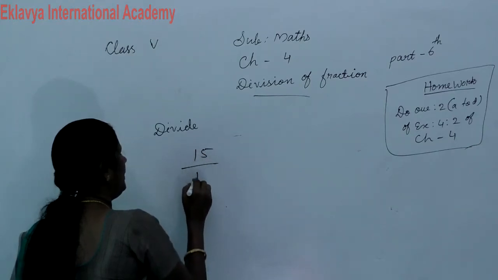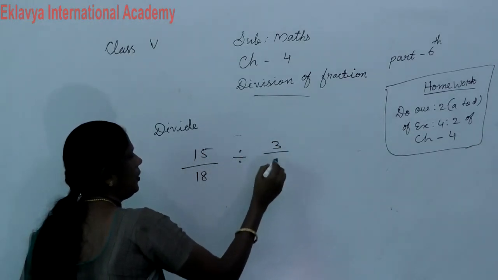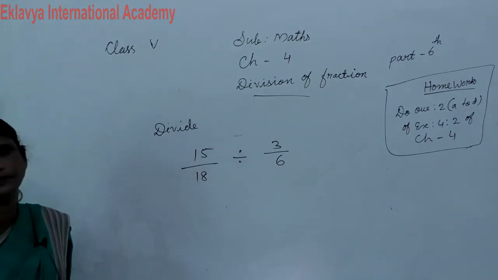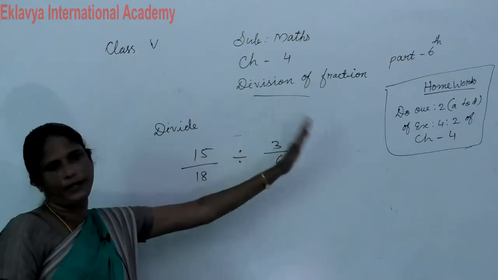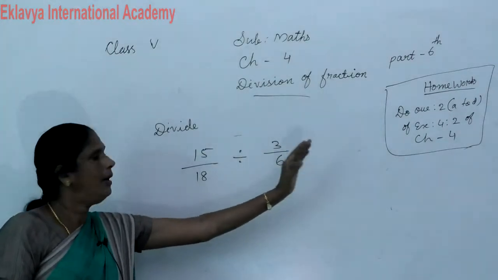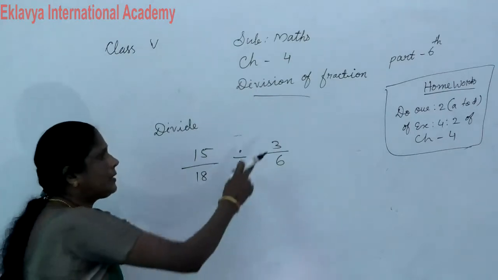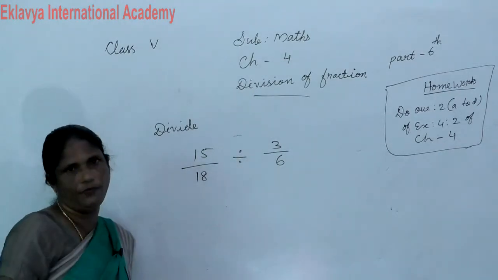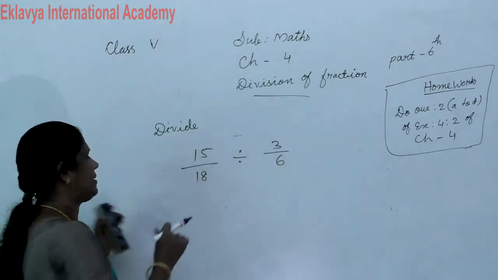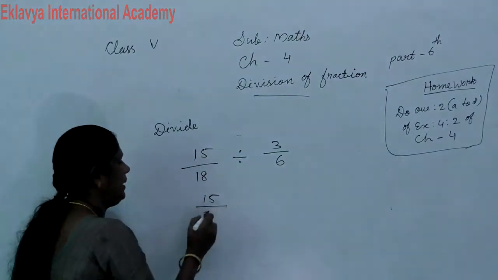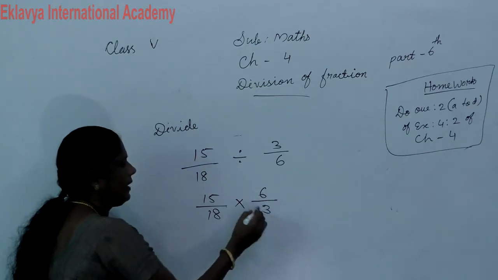15 upon 18 divide 3 upon 6. Listen. A fraction divided by a fraction. Okay. First you find the reciprocal of 3 by 6. Then 15 by 18 multiply 6 by 3.